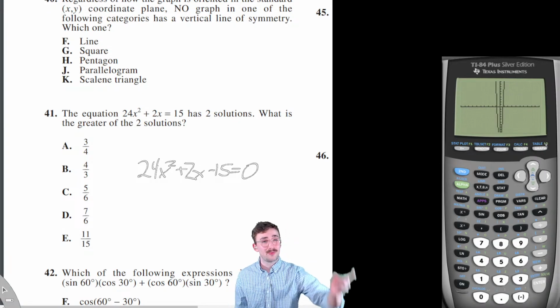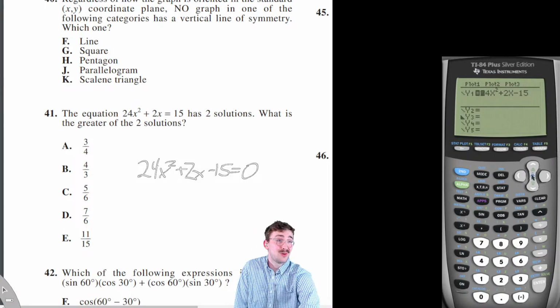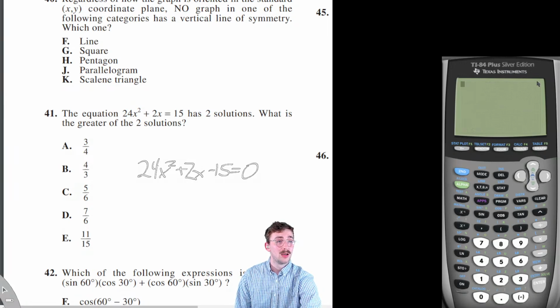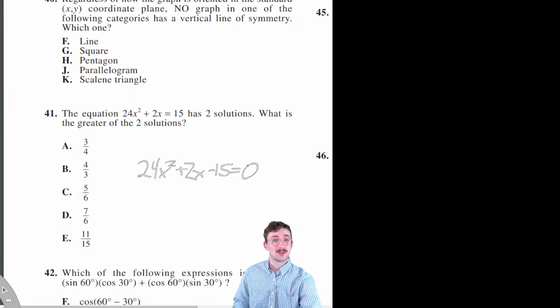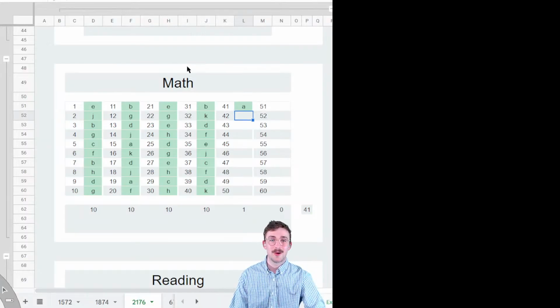Honestly, I could have stopped at 3/4 because I knew that the other answer was negative from looking at the graph. Don't forget that you have a graphing calculator. Use it. It is incredibly helpful. Just make sure you know what you're doing and when. Again, one of the other videos I really want to make is a bunch of calculator hacks that I have used over time. So 41, the answer would be A. There we are. Awesome.